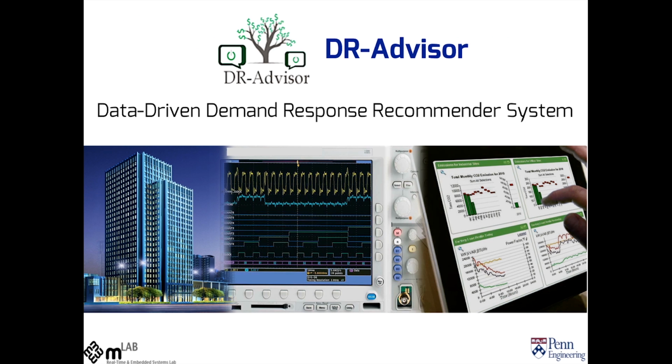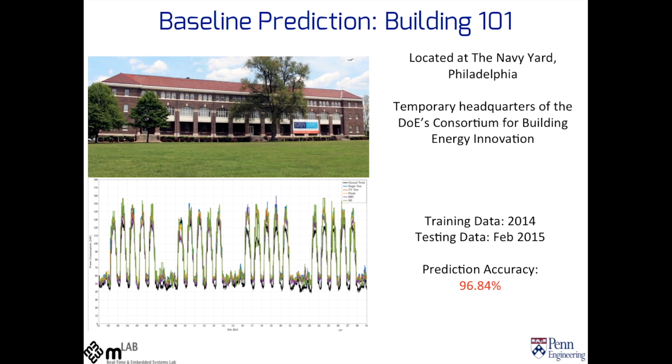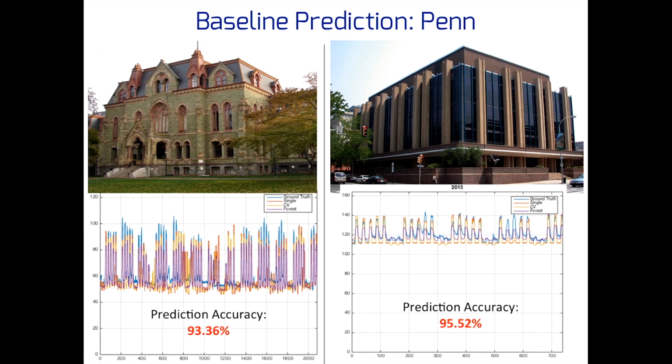So we have built DR Advisor, a data-driven demand response recommender system toolbox. DR Advisor acts like an oscilloscope for the building, and it takes as input the different data channels that the building generates and uses the data to make suitable recommendations to the building's facilities manager. We have evaluated DR Advisor using data from several real buildings like the one shown here, as well as other buildings on Penn's campus.